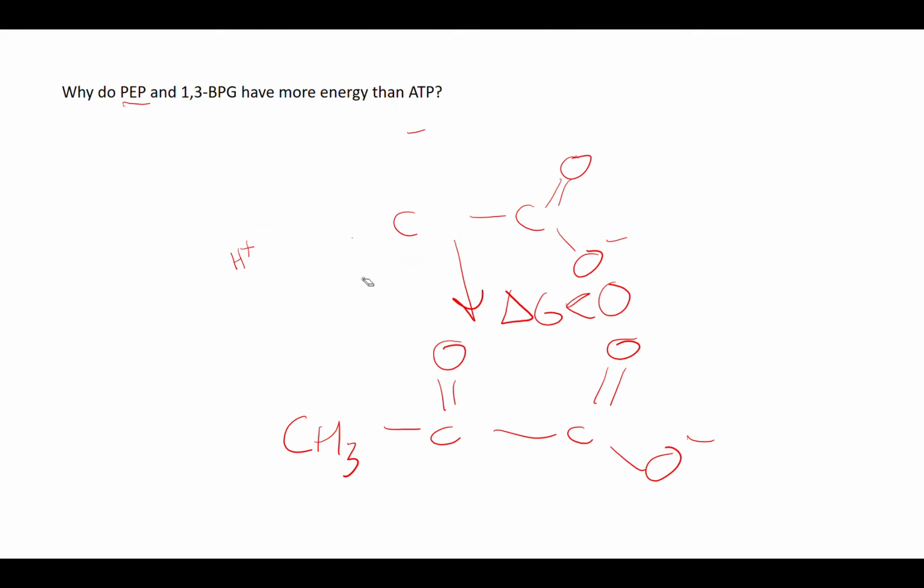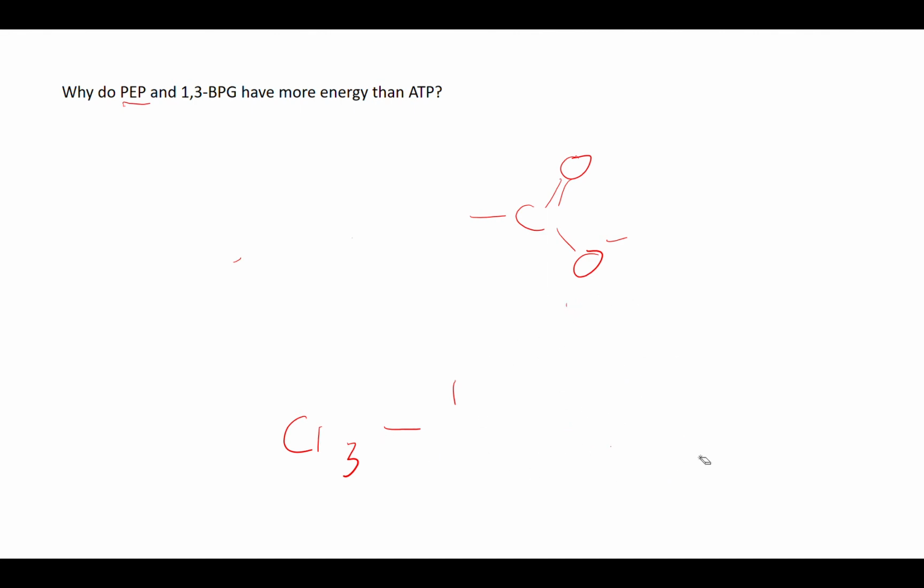Now, for our next molecule, 1,3-bisphosphoglycerate, I'm only going to show the portion of the molecule that's relevant for this. Basically, 1,3-bisphosphoglycerate has a phosphate group attached to the carboxylic acid covalently here.